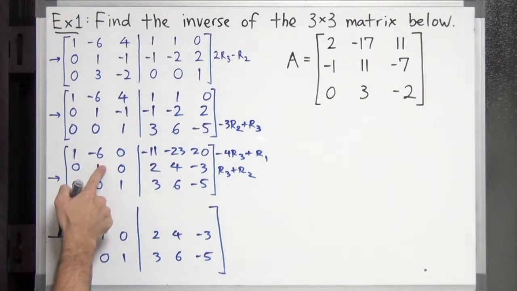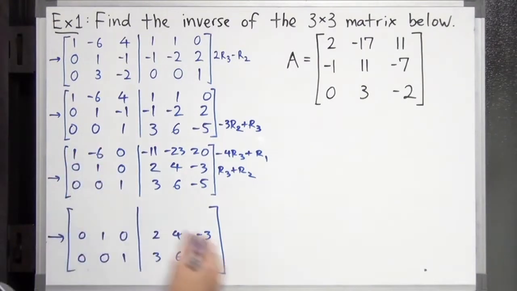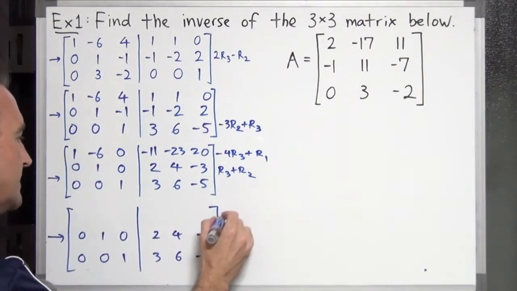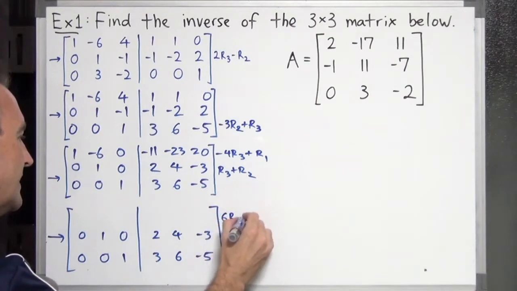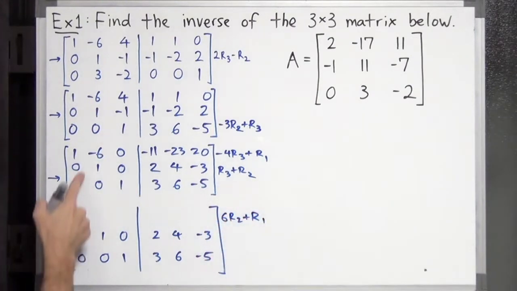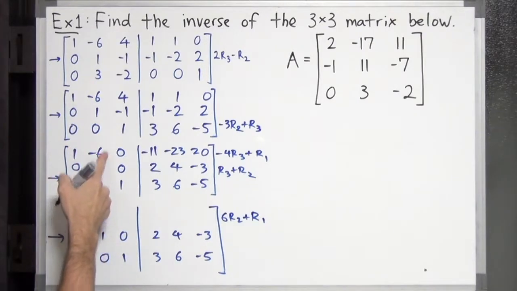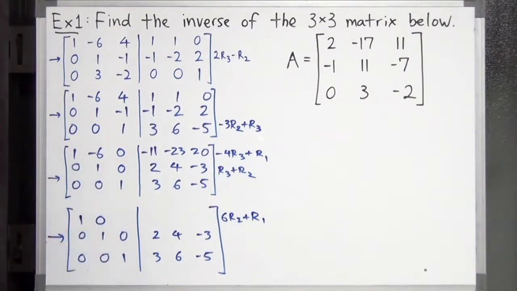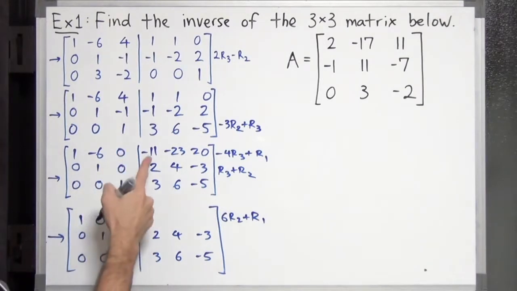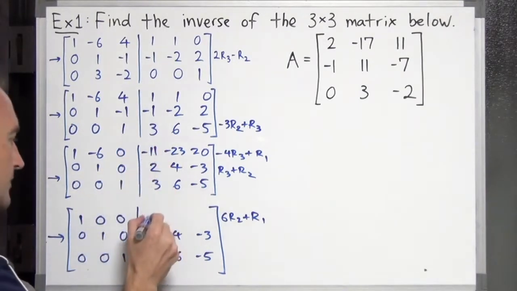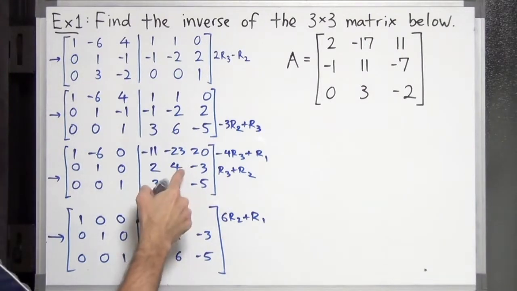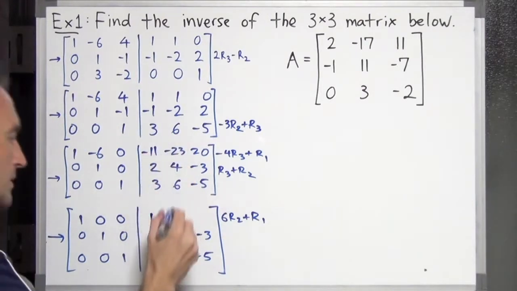So how am I going to use this one to turn that into a 0? I'm going to multiply the second row by 6 and add that to the first row. So 6 times 0 is 0, plus 1 is 1. 6 times that is 6, plus negative 6 is 0, which is what we wanted. 6 times that plus that is all 0 still. 6 times 2 is 12, plus negative 11 leaves 1. 6 times 4 is 24, plus negative 23 is 1.